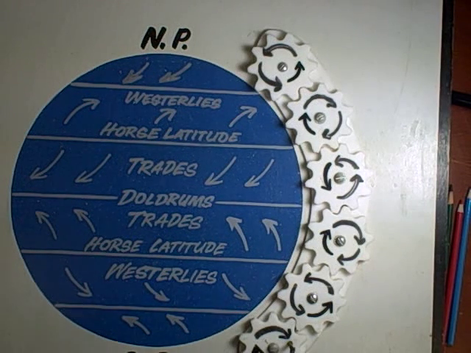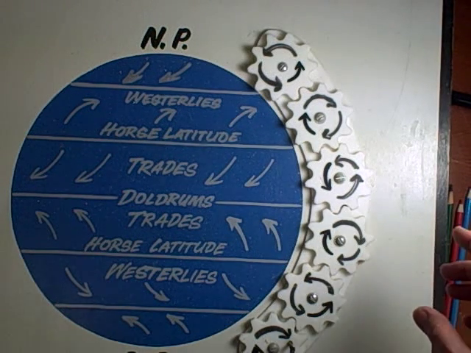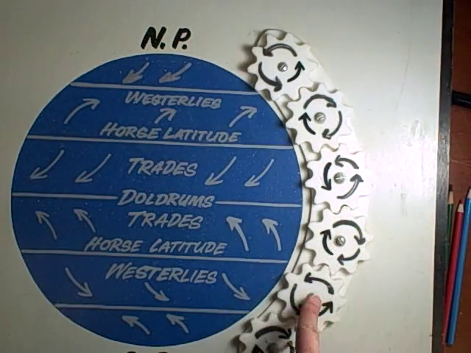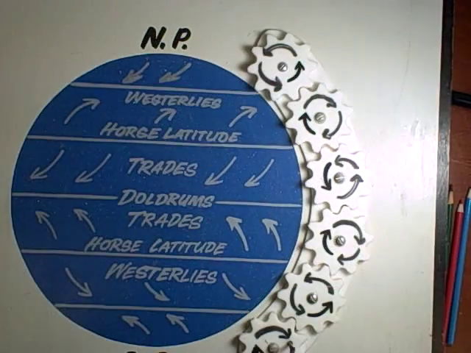All right, you guys, we're going to learn two different things, and I'll probably put them in two different movies just to keep them shorter. We're going to learn about atmospheric circulation, vertical atmospheric circulation.